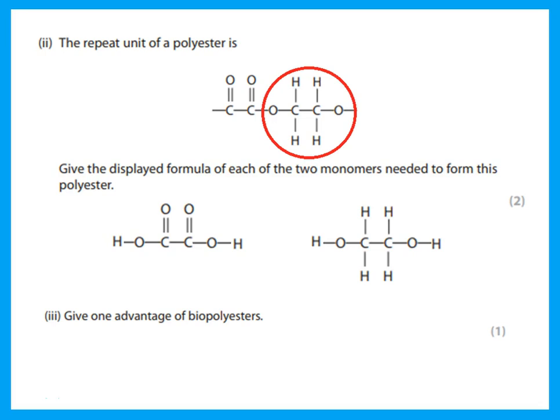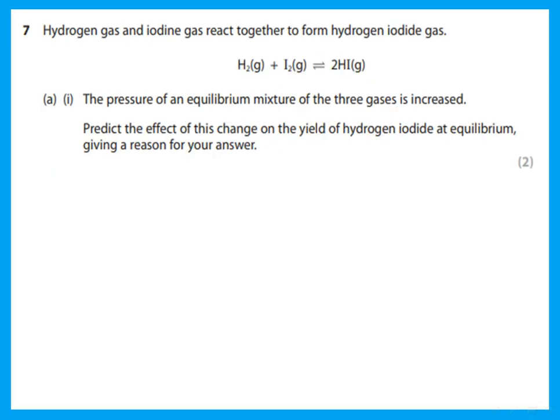Now, give one advantage of biopolyesters. Remember, we said biopolyesters are the kind of polymers that are biodegradable. Remember, we said most polymers are non-biodegradable. That means they are not broken down by bacteria. But the biopolyesters are types of polymers that are biodegradable.